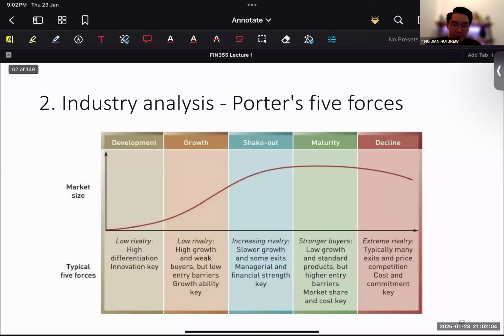Okay, Porter's Five Forces, if you look at the various forces based on the different stages of the industry, they have different importance, right? Whether it's a growth stage, shake-up, maturity, or decline. Generally, when something is matured, the buyers are very strong, and there are higher entry barriers, maybe compared to a growth stage where there is low rivalry, high growth, and the barrier of entry is generally lower. So really, different stages of your industry will have different types of forces as well.